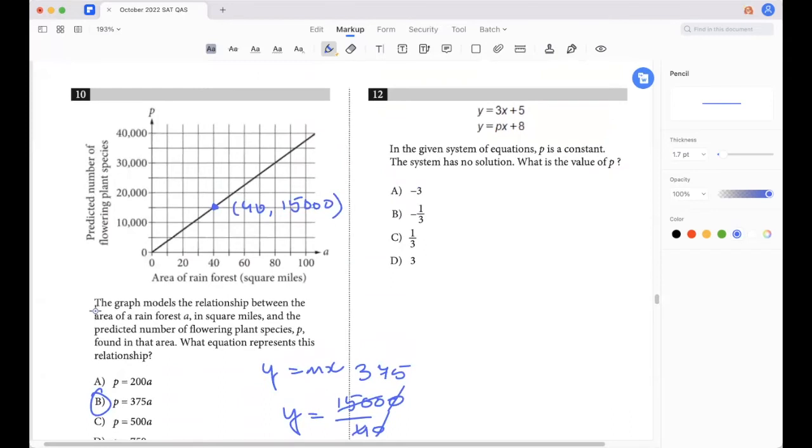In the given system of equations, p is a constant. The system has no solution. What is the value of p? So for no solution, the two lines have to be parallel, which means their slopes should be equal. So p should be 3.